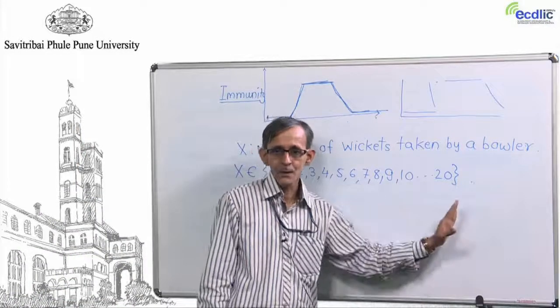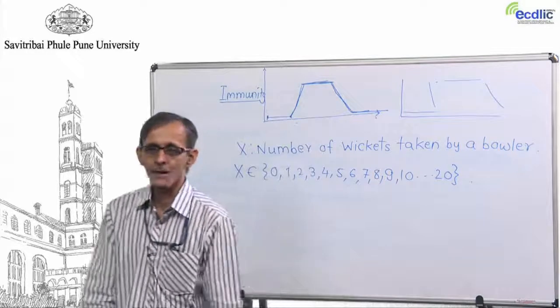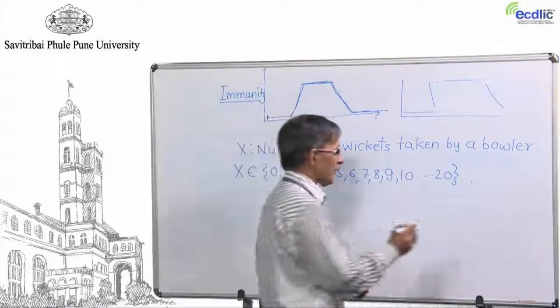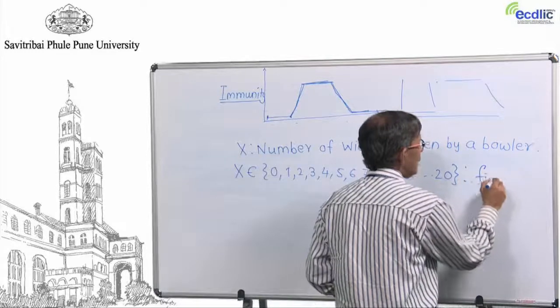Now here the support, or the state space, or the range and codomain, is not countable, but it is a subpart of the countable, and this is a finite support.